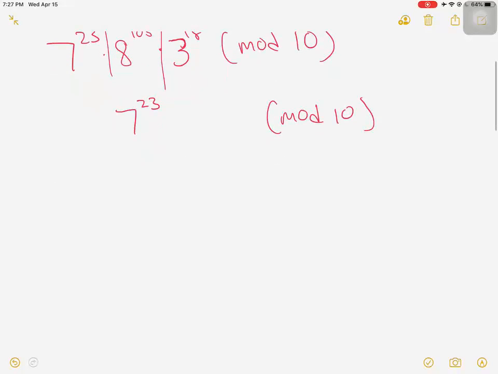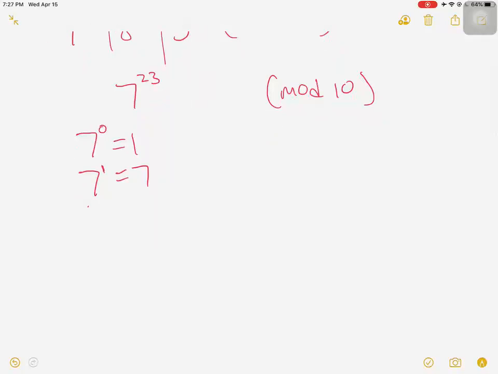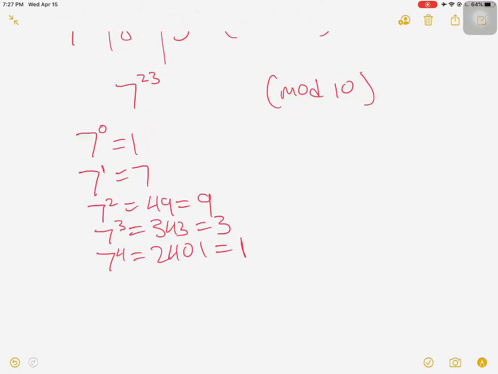So for example, if we look at 7 to the 0, which is equal to 1, its last digit is 1. If we look at 7 to the 1, it's going to be 7. 7 to the 2 is going to be 49, so the last digit is 9. 7 to the 3 is 343, and the last digit is 3. 7 to the 4 is 2401, which has last digit 1.